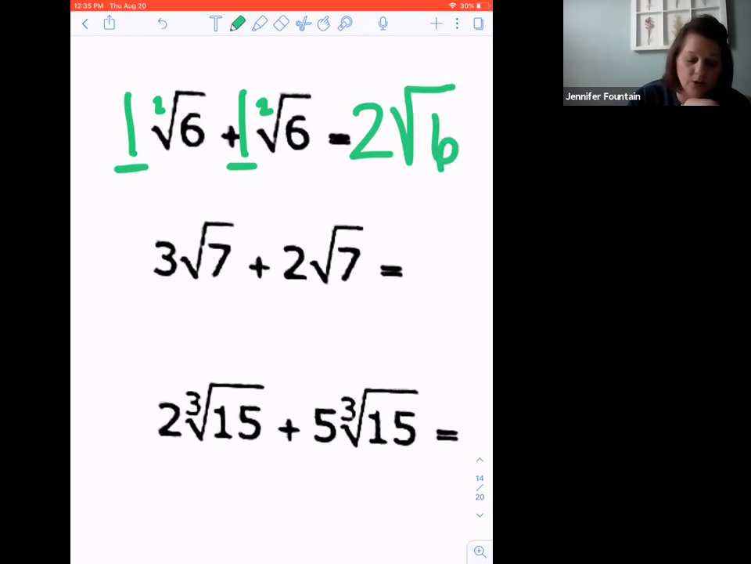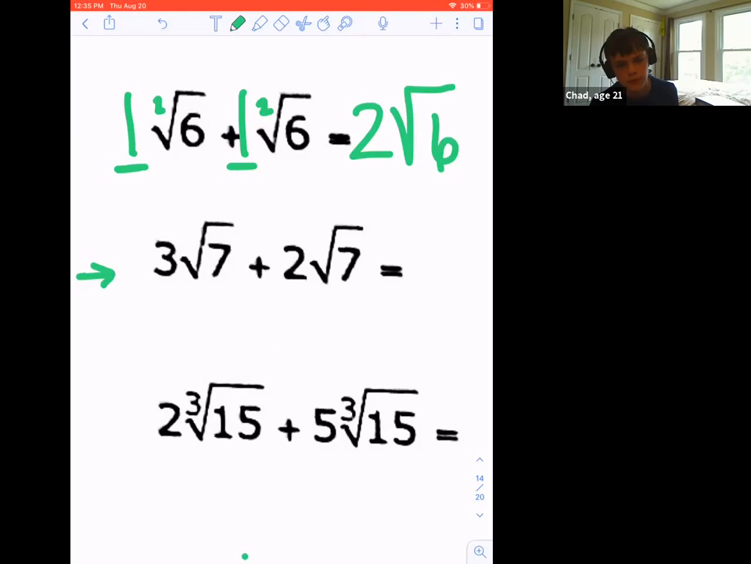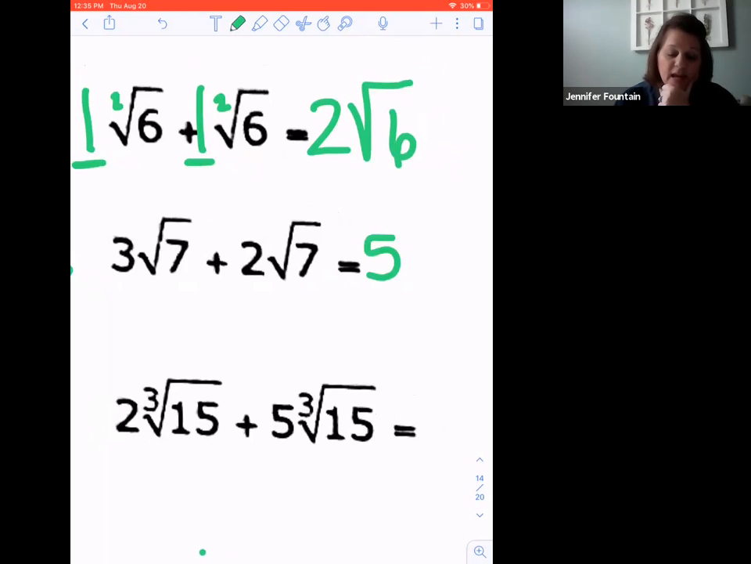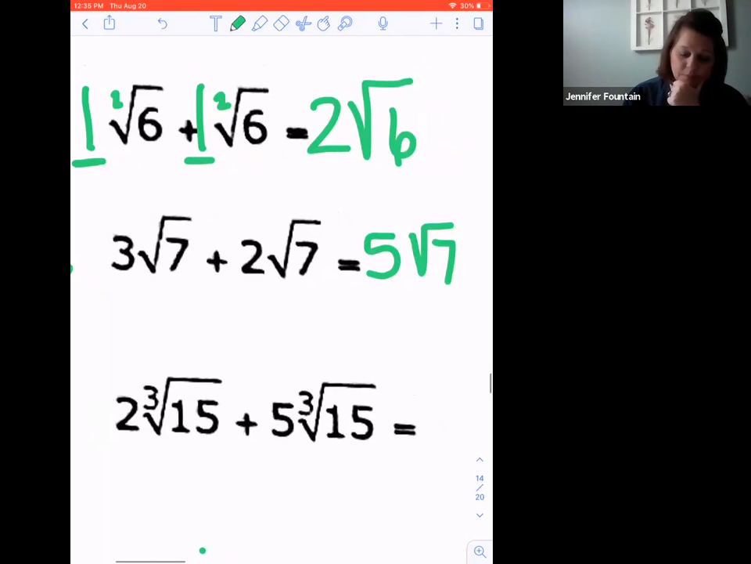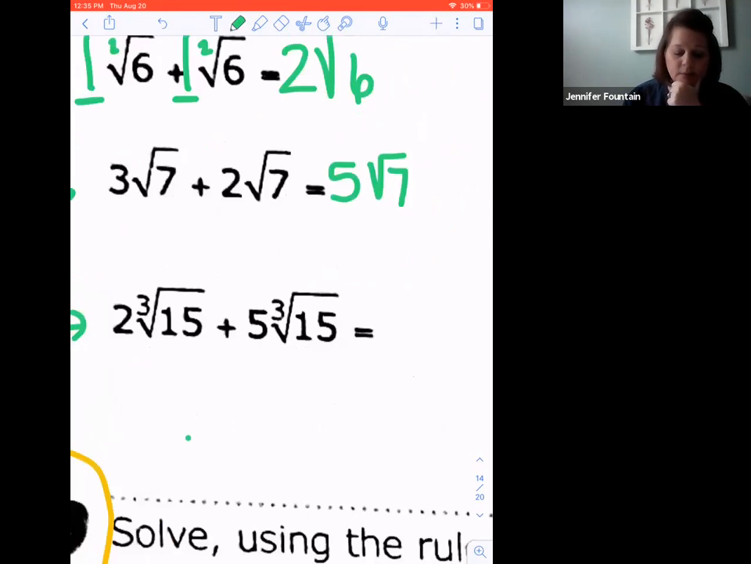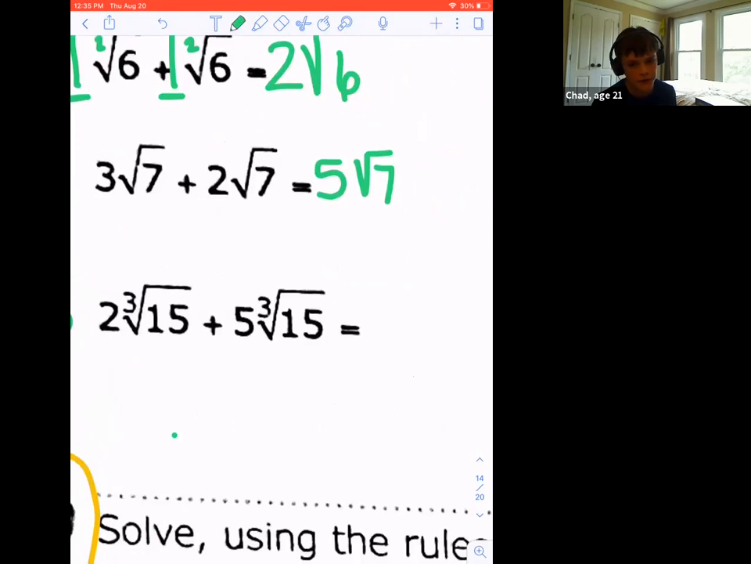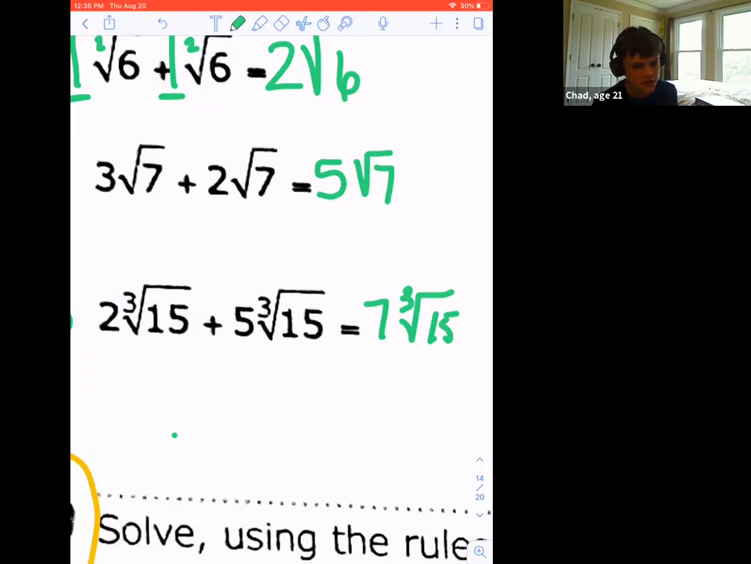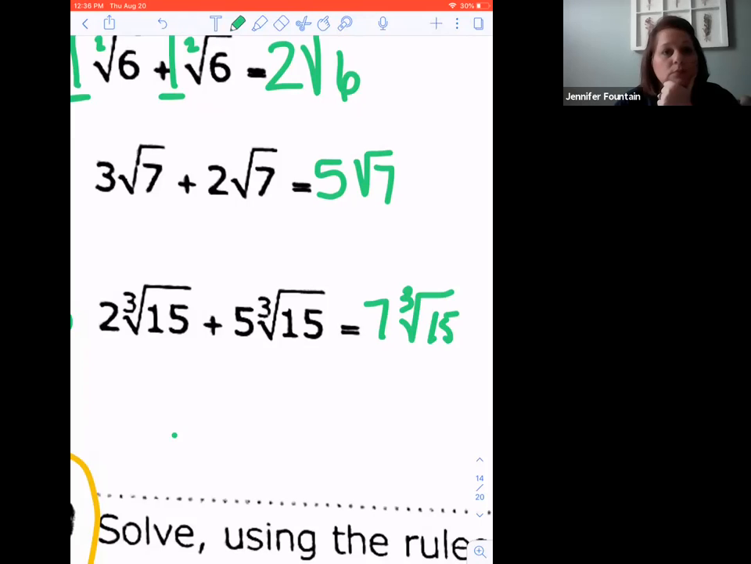So look at this one right here. What am I going to add? The 3 and the 2. What's 3 plus 2? 5. And I keep my radical the same. Look at the next one. What am I going to add? 2 and 5 is 7. And I keep my radical the same. So how can we keep the radical the same? Is it just the rule? That's just the rule.